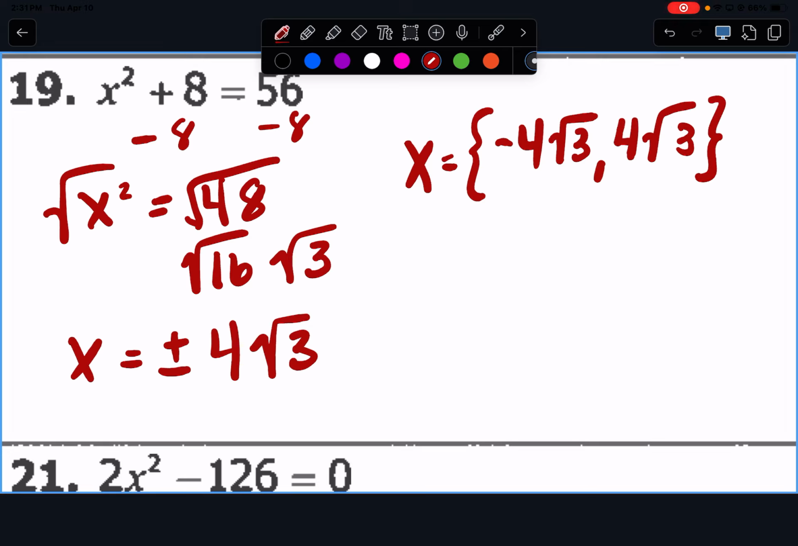Okay, and we are going to wrap up, do a couple more of those today or tomorrow, and then we're going to start completing the square.